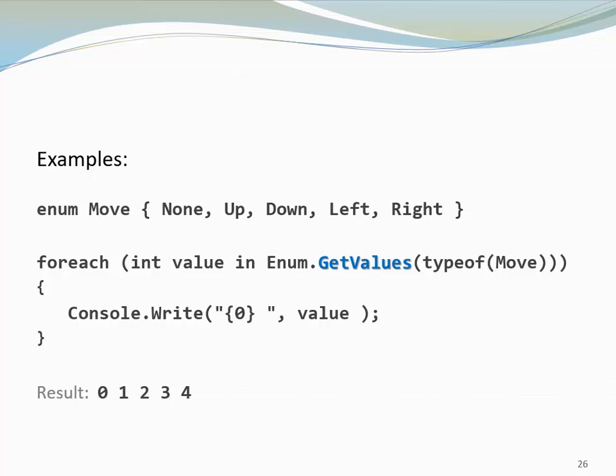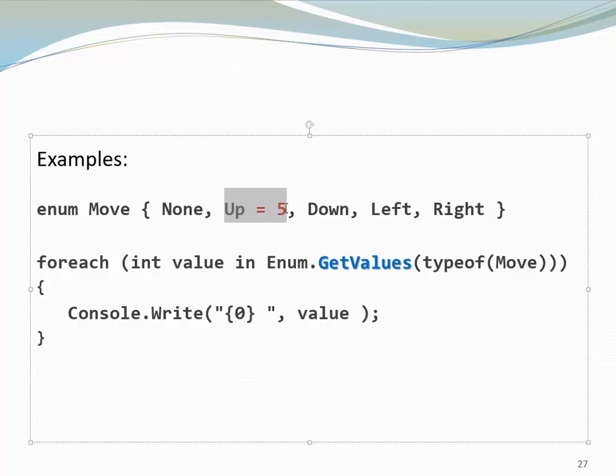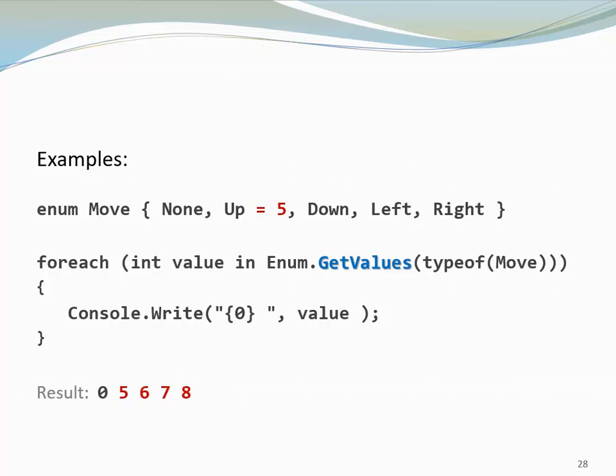There's one last thing I want to show you about enums, and it has to do with the underlying value. By default, we always start at 0 and increment by 1, but it is possible to choose your own underlying value. So I could say I want up to start with 5. Now in this case, all the following enum constants would be incremented by 1. And if I would execute the code, it would be 0, 5, 6, 7, 8.